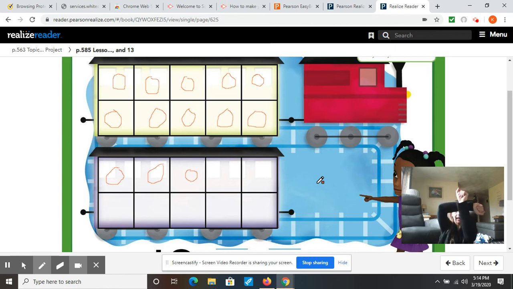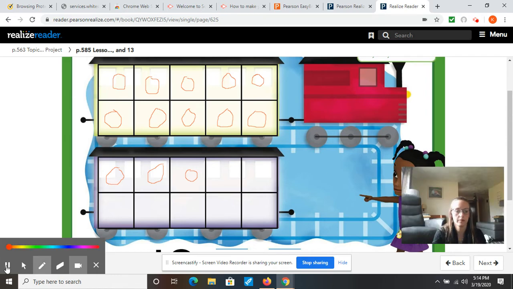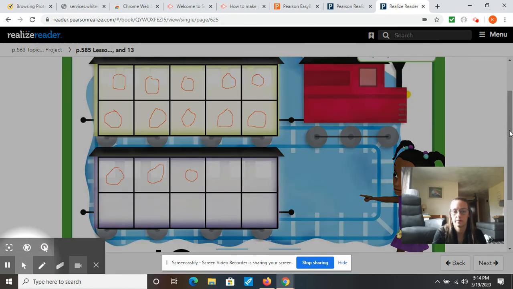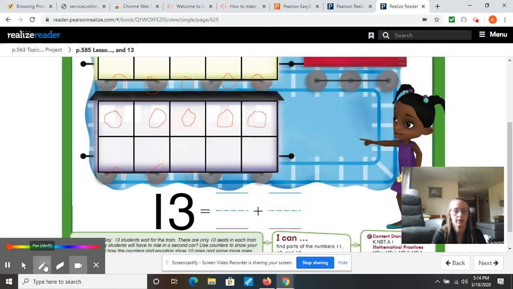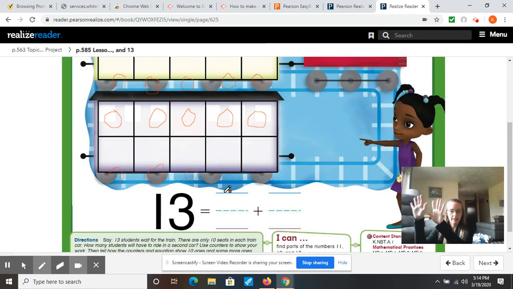10 and 3. And we write it like this. We write it as 10 plus, plus means and, 3. So in our equation, we're going to put the 10 here and the 3 here. Boys and girls, we call these numbers that are around the plus sign addends. And addends mean our two little parts that we're putting together to make the big part.